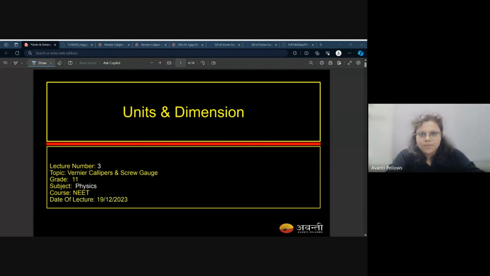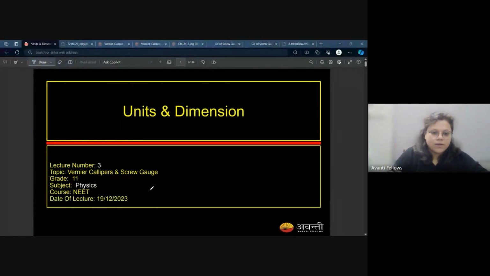We cannot skip it. These are two instruments of which we will just get the idea: how to get the reading out of them, and how to use them for our numerical applications. This would be our basic motto of today's lecture.